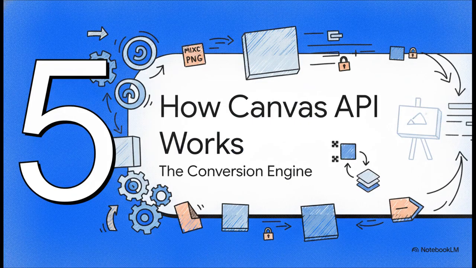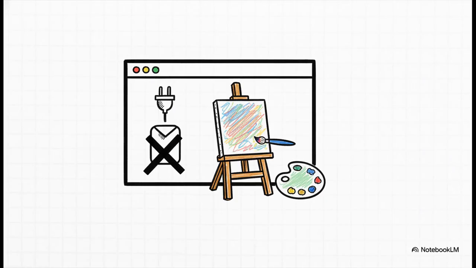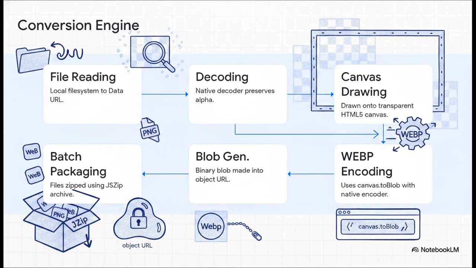Okay, let's peek under the hood in Section 5, how the Canvas API works. So how does this technical magic actually work? Well, the conversion engine is powered completely by the browser's native JavaScript Canvas API. Developers found a way to tap into the browser's own rendering engine, meaning absolutely zero external software is required to make the jump from PNG to WebP.